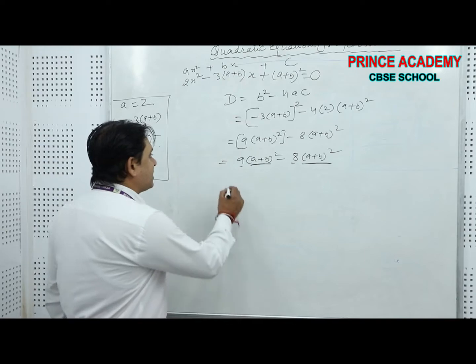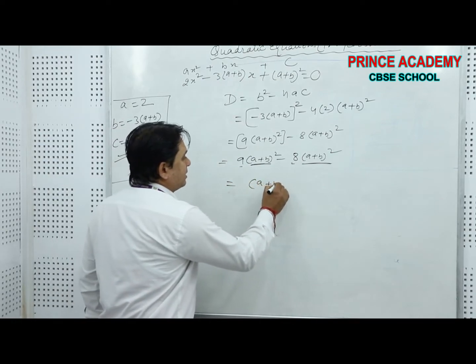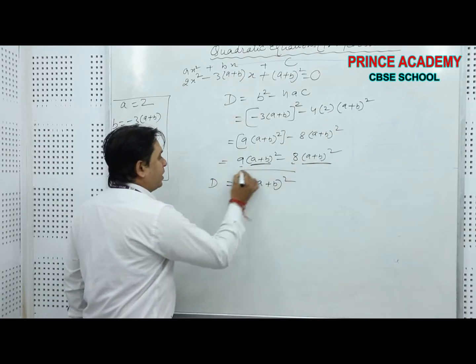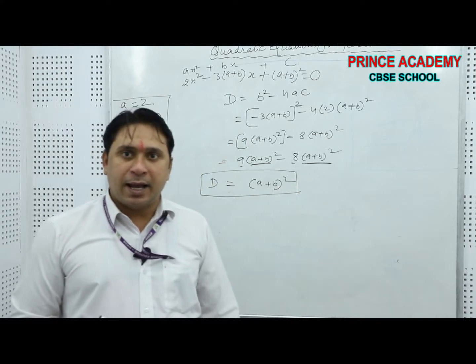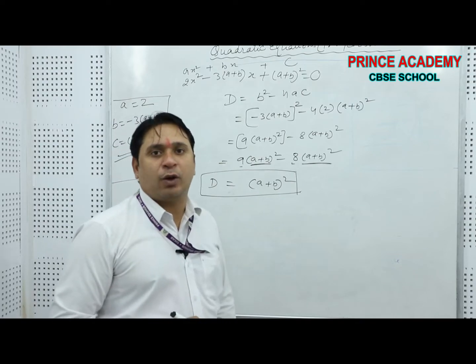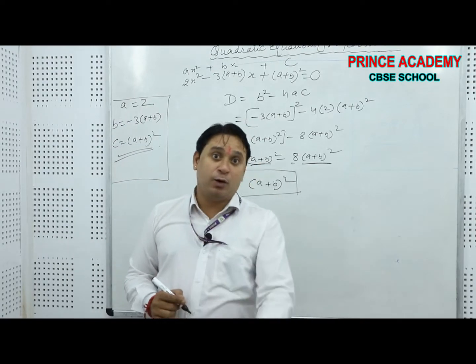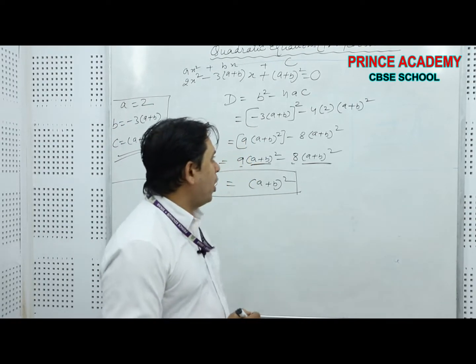9x minus 8x, what will it be? x, yes or no? It will be x. This is the d we got here. Okay? Done beta. Now what will we do? We will go for the value of x.